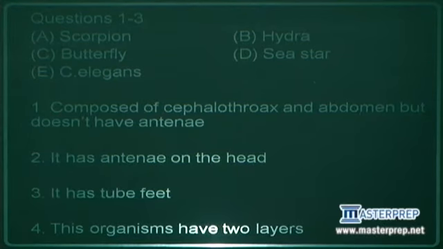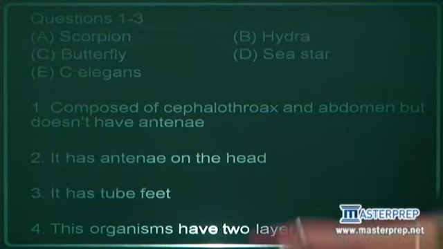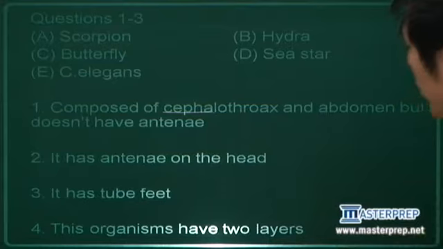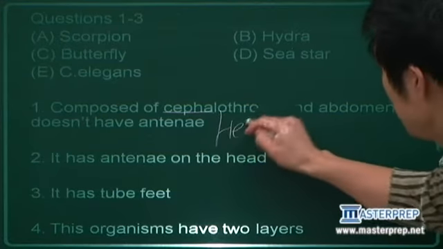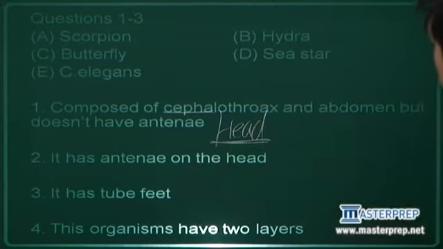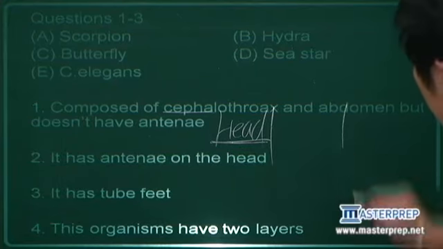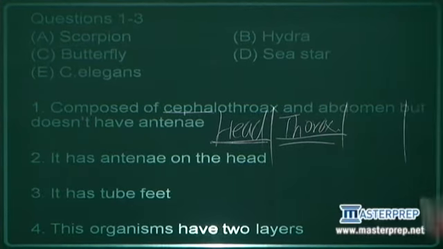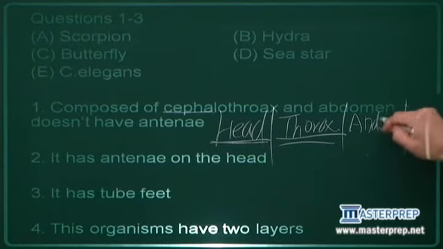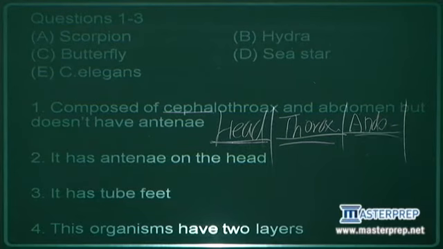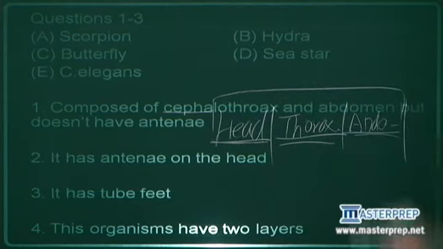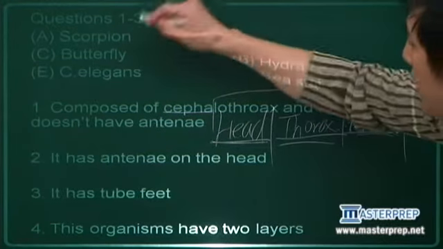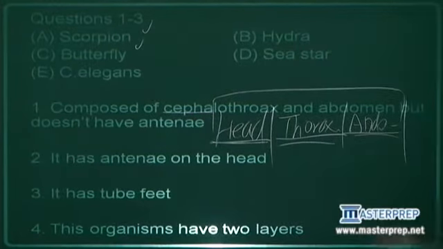Questions 1 to 3. 1. Composed of cephalothorax and abdomen, but doesn't have antennae. Okay, cephalothorax means this. Cephalo part is head. So simply, it is talking about a certain organism that consists of the head and thorax and abdomen part. What is it? It's talking about arthropods, right?